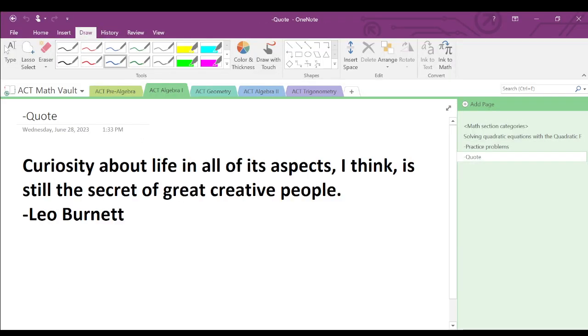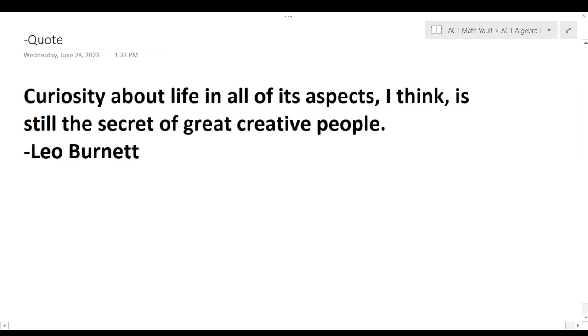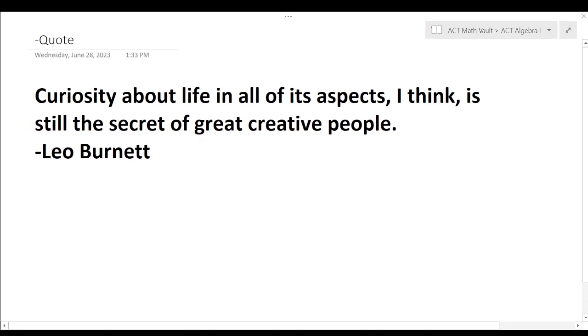All right, so as far as a quote, this is a good one. "Curiosity about life in all of its aspects, I think, is still the secret of great creative people." Leo Burnett.